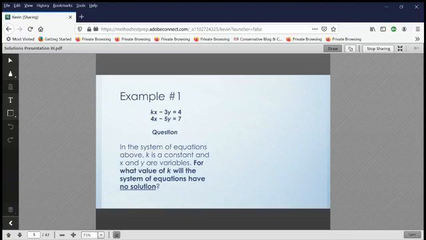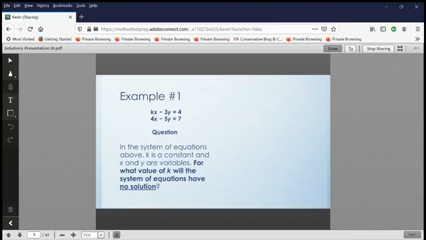I've bolded the question and I've underlined the essential thing that we should be looking for. We should be looking for, again, no solution. So what does that mean when it says no solution? That means they never intersect. That means they're parallel. That means the slopes are going to be the same.